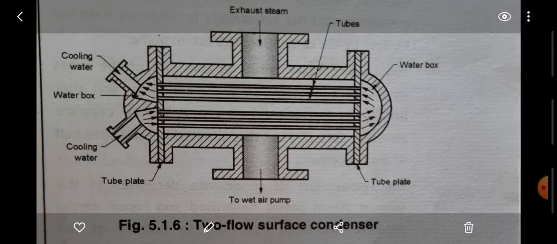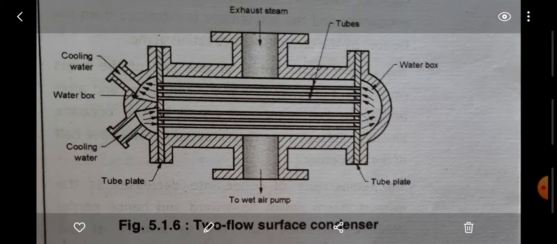A surface condenser shown in figure consists of a cast iron shell. Of what is the shell made? Cast iron. Cylindrical in shape. The shape of the shell is cylindrical and closed at each end to form a water box. A tube plate is located between each cover head and the shell. Where is the tube plate located? Between the cover head and the shell. A number of water tubes are fixed to the tube plates.